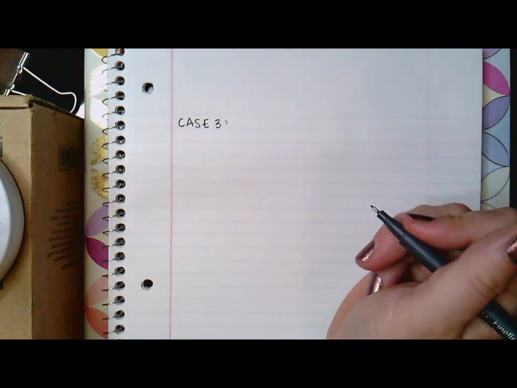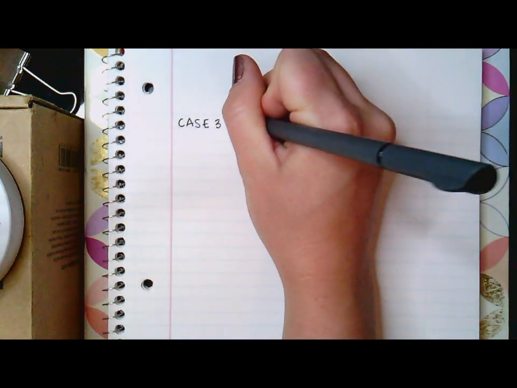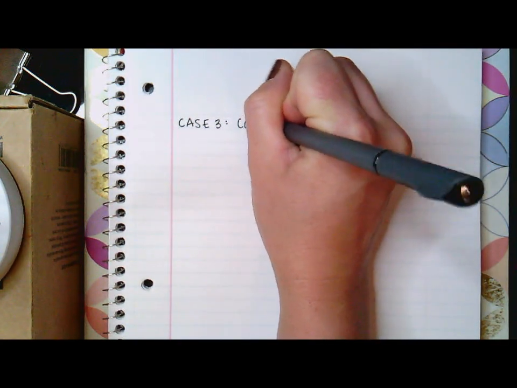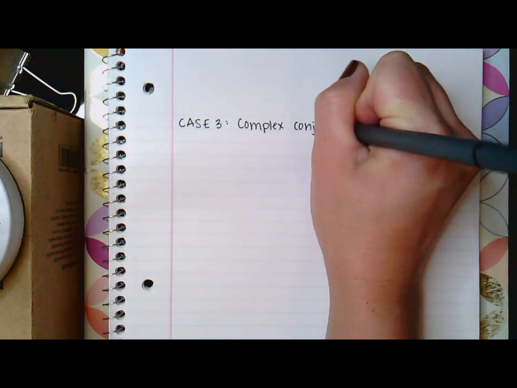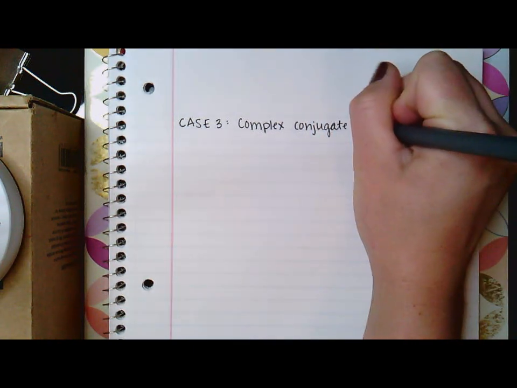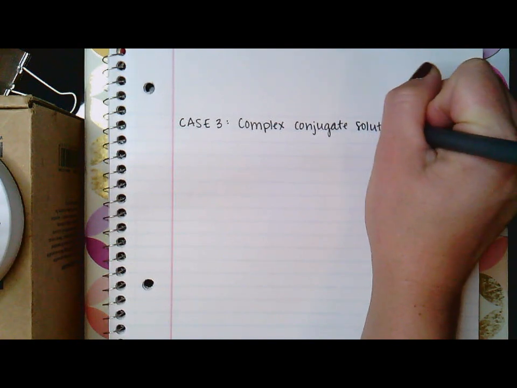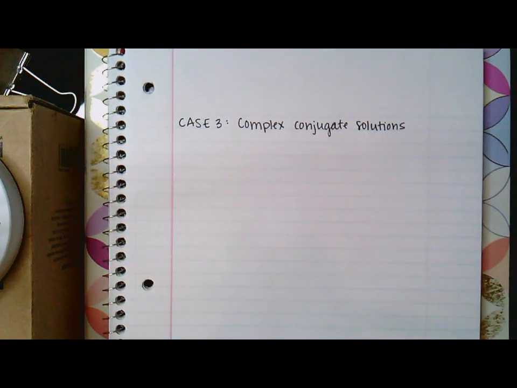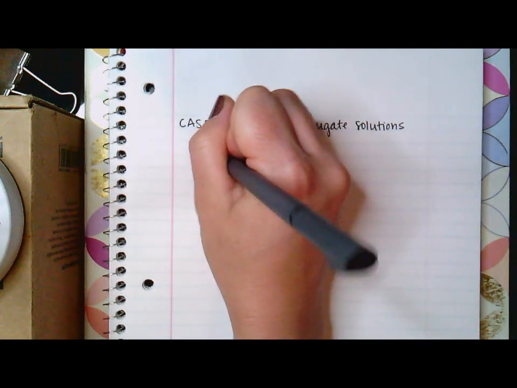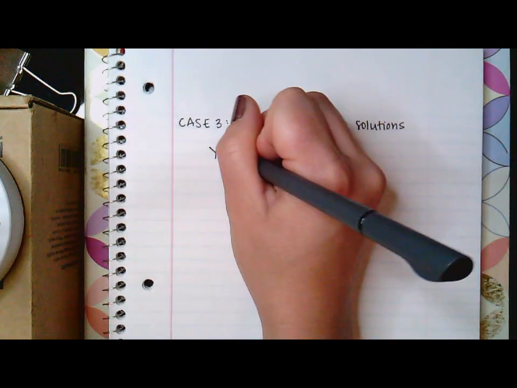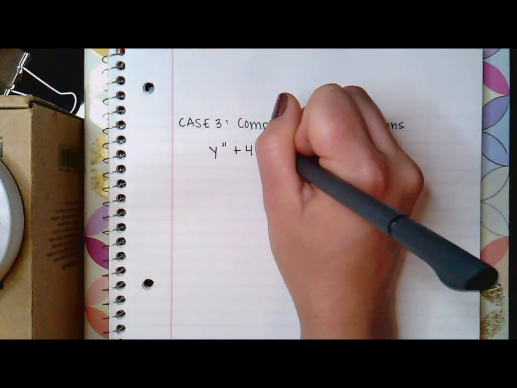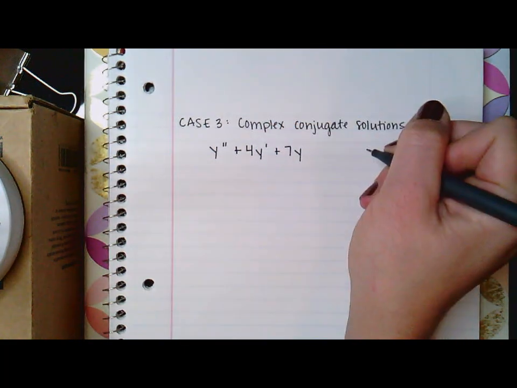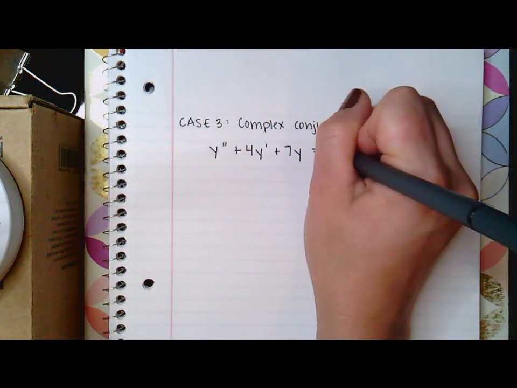Now we're going to look at case 3. Case 3 is when you end up having complex conjugate solutions. Let's look at an example of y double prime plus 4y prime plus 7y is equal to 0.